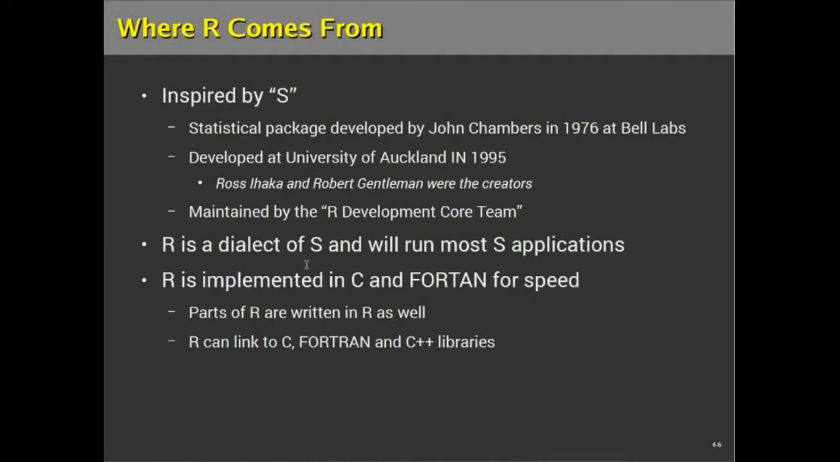And then in about 1992, it caught the attention of Ross Ihaka and Robert Gentleman at the University of Auckland in New Zealand, who spent a couple of years developing an open source variant or dialect of S called R, which was both a play on the name S and also the first letters of their first names. And they open sourced this and introduced it to the world in 1995, and it's currently being maintained by what's called the R Development Core Team.